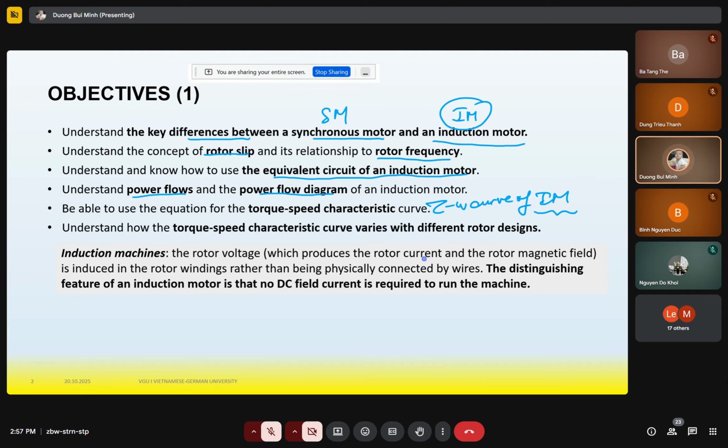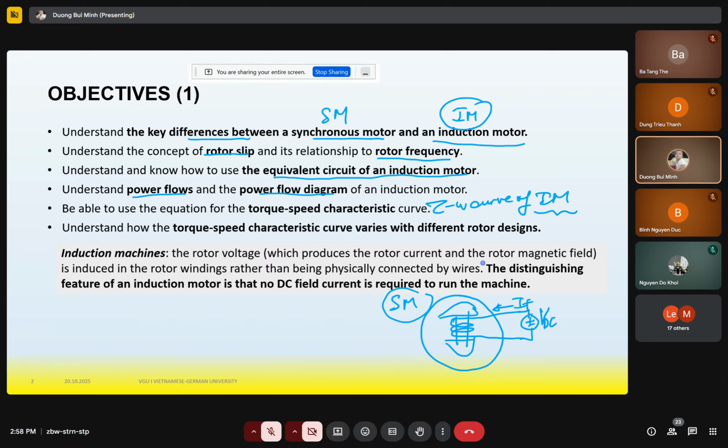So the key difference between synchronous motors and induction motors is the rotor winding. You should remember for synchronous motors, this is the stator, and this is the rotor. At the rotor, we have the rotor winding, or field winding, and then we connect a DC, a VDC, and this one is IF. This is the synchronous motor.